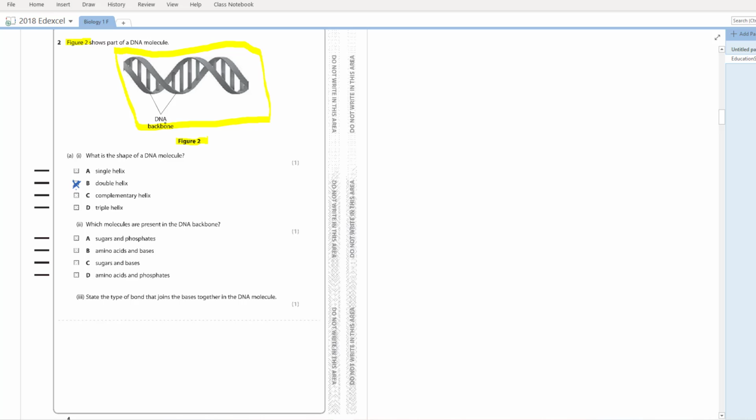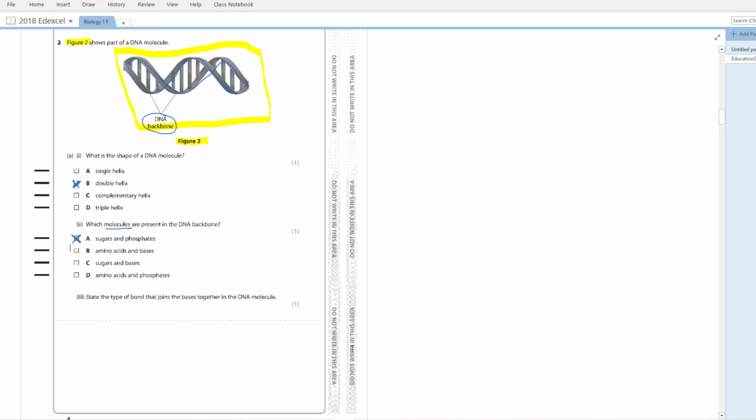Now the next question says, which molecules are present in the DNA backbone? The DNA backbone is identified on the question here. It's these strands here that they call the DNA backbone. So it's what these things are made of, and again it's just a recall, and the answer is sugars and phosphates.